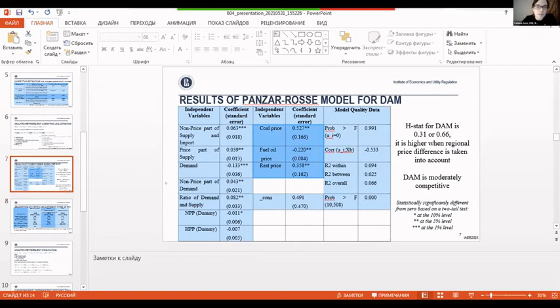In this model, the government can reflect on price and non-price parts of demand and supply by their tools, for example, hydro power plants or solar power plants. It will be as price part of supply and non-price part of supply. And in different areas, regulations will produce different results and a different influence on prices. Okay, thank you very much for your question.